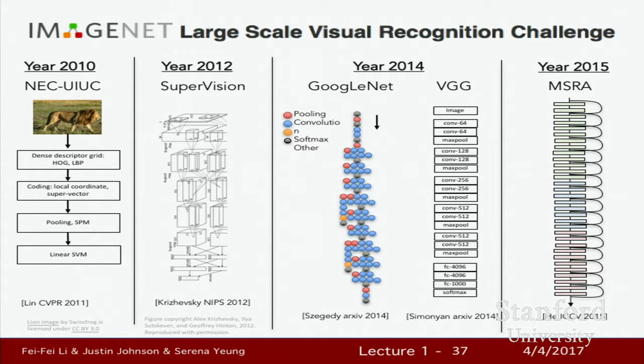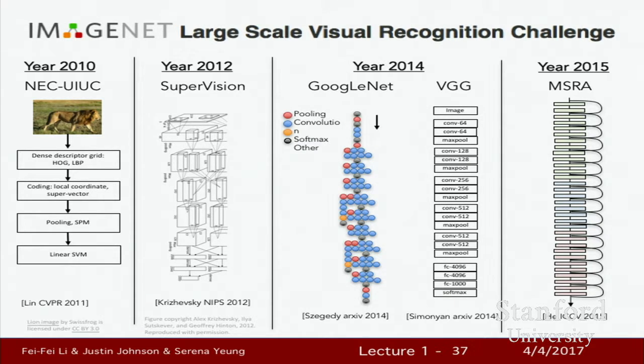But the breakthrough moment was really in 2012 when Geoff Hinton's group in Toronto, together with Alex Krizhevsky and Ilya Sutskever, who were his PhD students at that time, created this 7-layer convolutional neural network, now known as AlexNet, then called Supervision, which just did very, very well in the ImageNet competition in 2012. And since then, every year, the winner of ImageNet has been a neural network. And the trend has been that these networks are getting deeper and deeper each year.